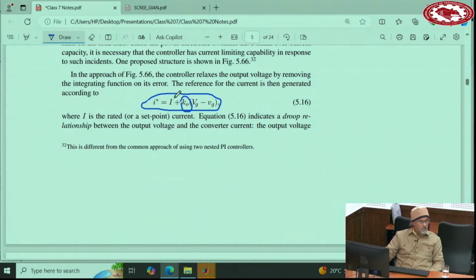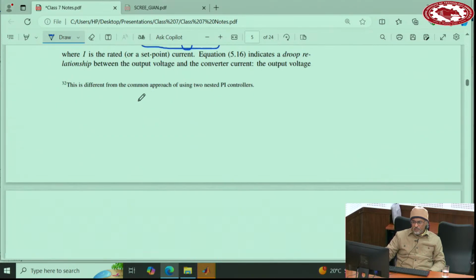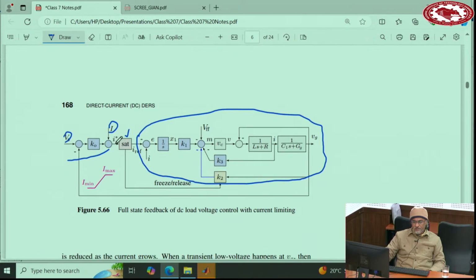So you can say, I would not mind that my voltage changes plus minus 2% or 3%, which is normally acceptable ranges, 2, 3, 4, 5%, depending on the application. So I would allow the voltage to change plus minus 5%, and then from that change, I generate the reference for the current here.